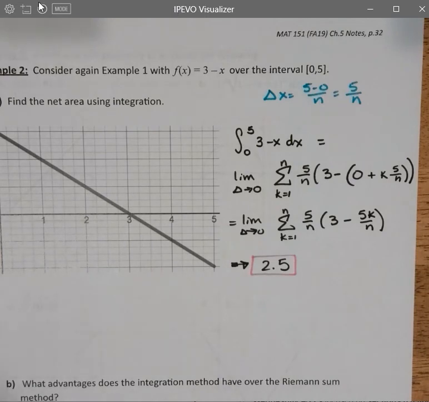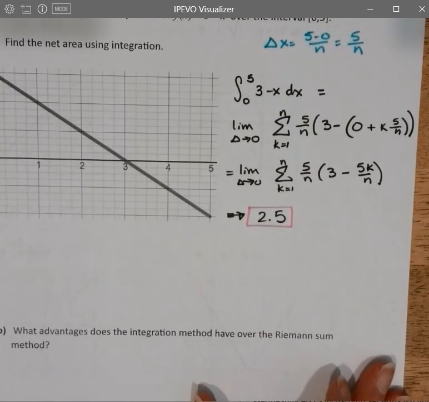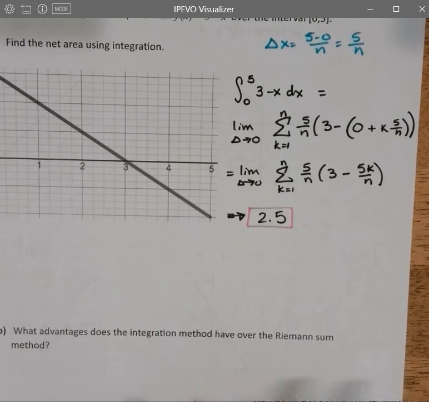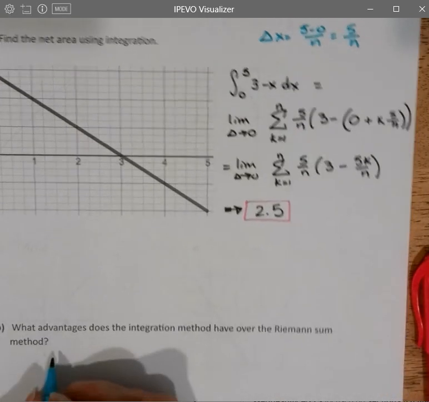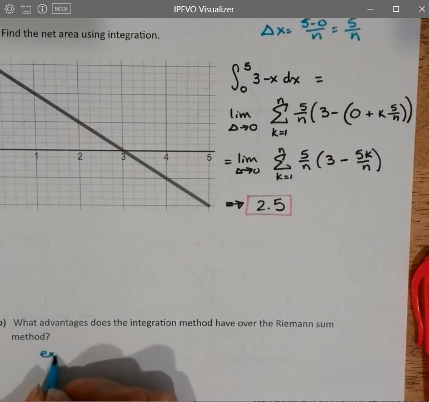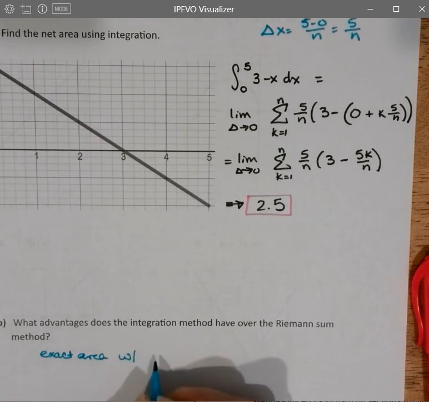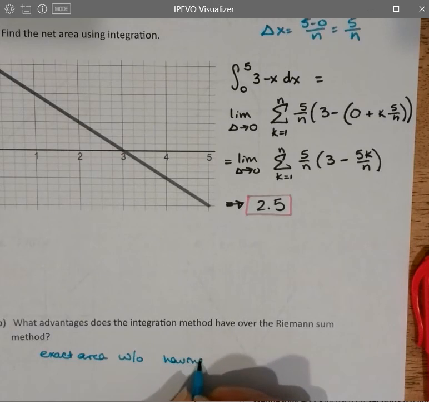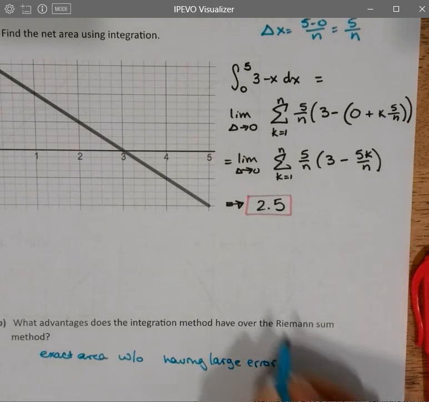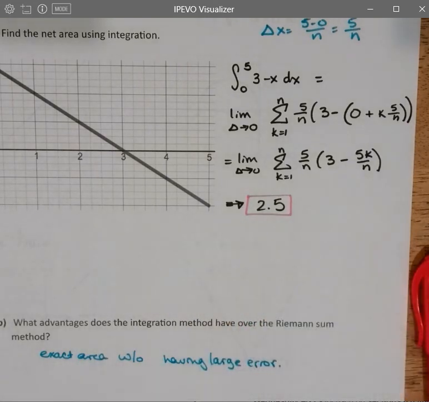Okay. So what advantage does the integration method have over Riemann sum method? Well, depending on what we have for n, if n is too small, we have a lot of error. So we can get the exact area without having to worry about large error. Now, I don't yet have a way of proving that this is the exact value, and we're going to work on that as we continue this section in the next section.